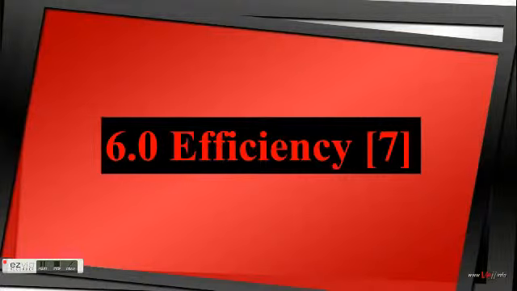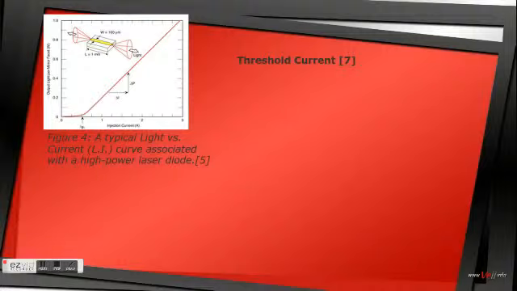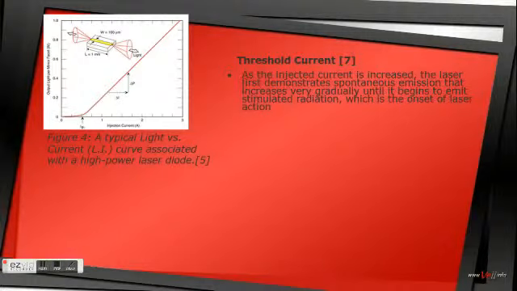6.0 Efficiency. Figure 4 shows a typical light versus current curve associated with a high-power laser diode. Threshold current. 1. As the injected current is increased, the laser first demonstrates spontaneous emission that increases very gradually until it begins to emit stimulated radiation, which is the onset of laser action.